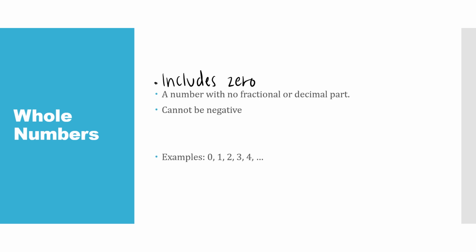All right, so some examples of whole numbers: 0, 1, 2, 3, 4, all the way to positive infinity. All right, so they can't be negative, can't have a fractional or a decimal part, but they can be positive. It includes zero. And it goes on to positive infinity.